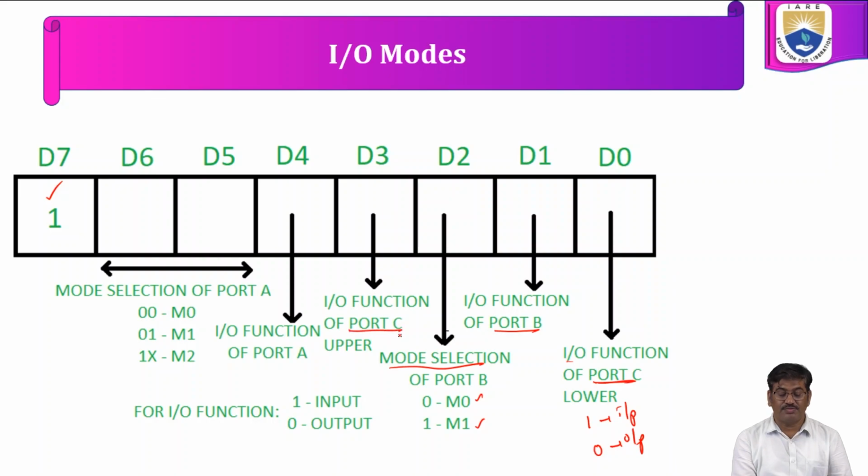The next bit corresponds to port C upper. Here also, port C upper can be configured as either input or output. The next bit corresponds to configuring the IO port, which is port A, in input mode or output mode. The next 2 bits correspond to the mode selection for group A, that is for port A and port C upper. 00 is for mode 0, 01 is for mode 1, and 10 or 11 will configure it in mode 2.